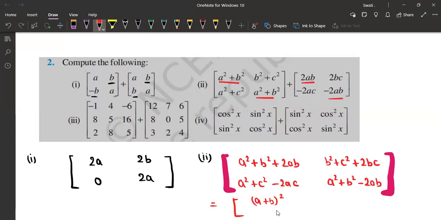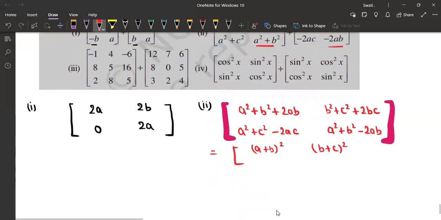Next is B square plus C square plus 2BC, that means B plus C whole square. Next entry is A square plus C square minus 2AC, that is why it is going to be A minus C whole square. Next is A square plus B square minus 2AB, so that is why it is going to be A minus B whole square. And this is the answer. We are done with the second question. Now let's move to the third question.